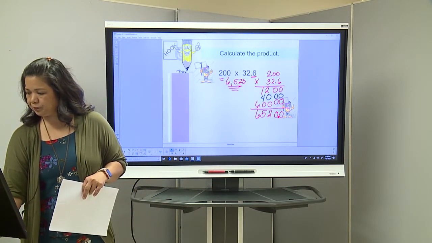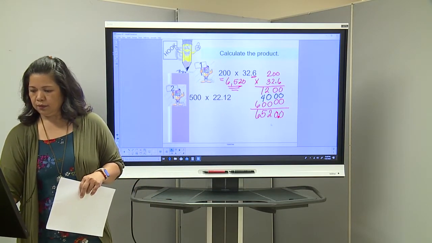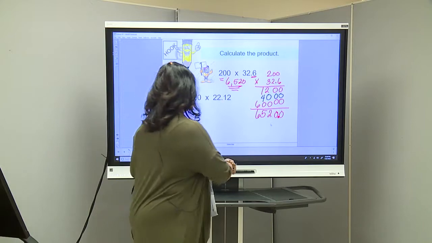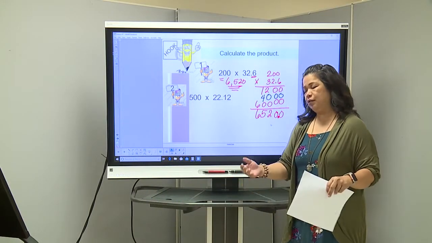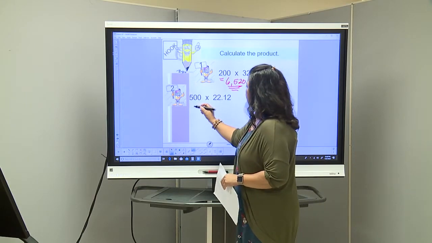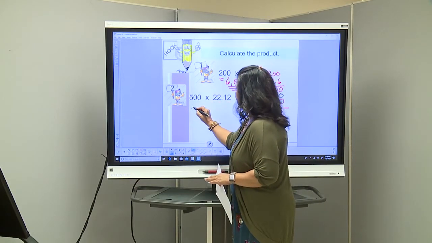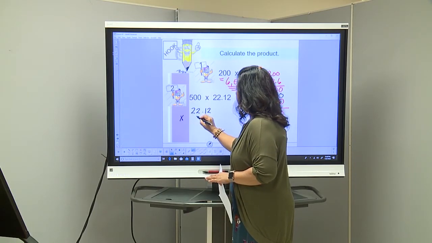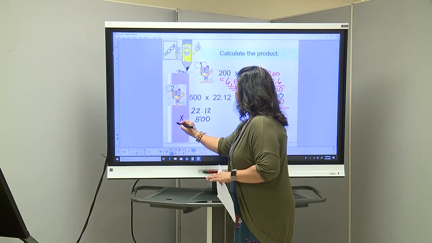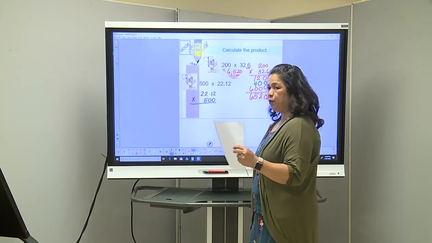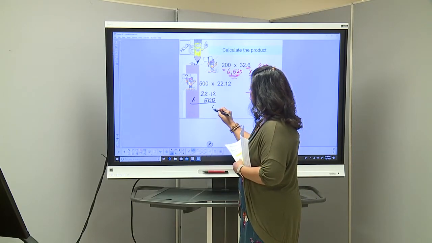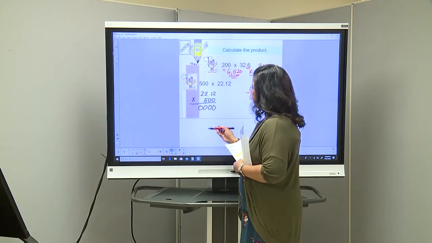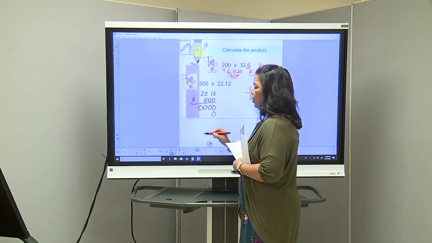Here's another one. 500 times 22 and 12 hundredths. Again, let's use the standard algorithm. These are more digits here, so I'm going to start with that, and then place the 500 here at the bottom. Okay? And then we begin. 0, 0, 0, 0. Placeholder. Okay, we are on this digit now.